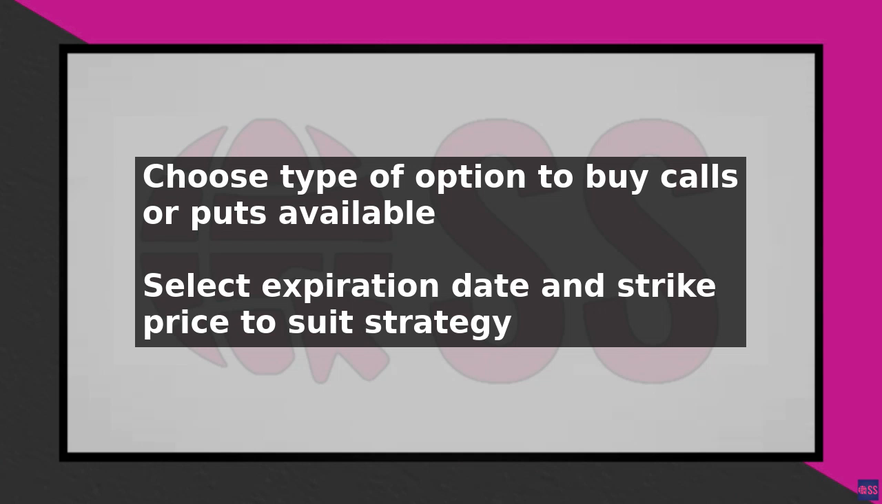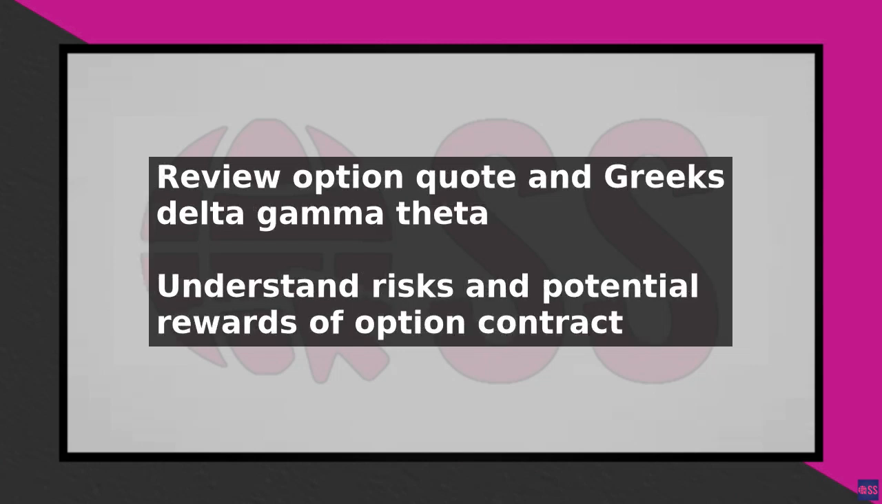After selecting the type of option, choose the expiration date and strike price that suits your investment strategy. You can also select the number of contracts you want to buy. One contract is equivalent to 100 shares of the underlying stock.